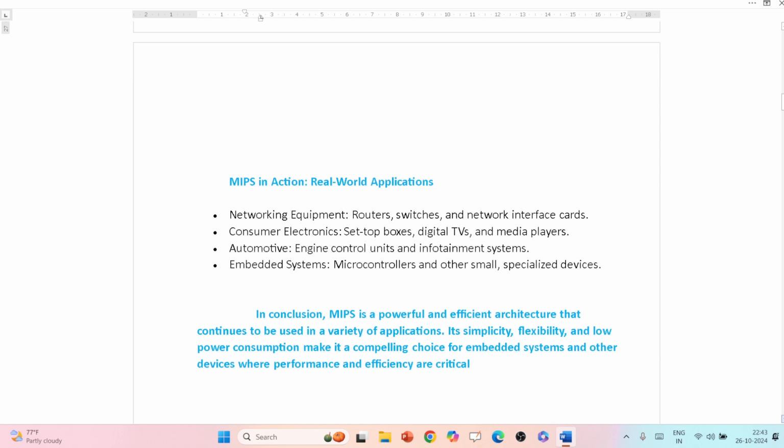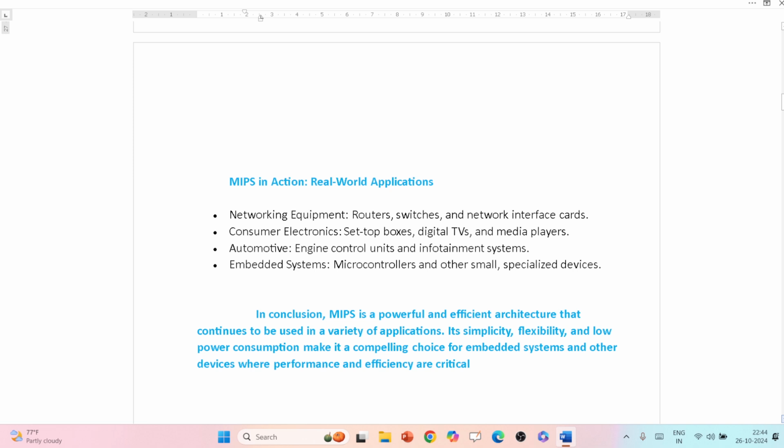So, where do we find the applications? That is the real world applications of this MIPS. Networking equipment, that is routers, switches, and network interface cards. In consumer electronics, we can find it in set top boxes, digital TVs, and media players. In automotive, engine control units and infotainment systems, they employ this MIPS. In embedded systems, microcontrollers and other small specialized devices are using this.